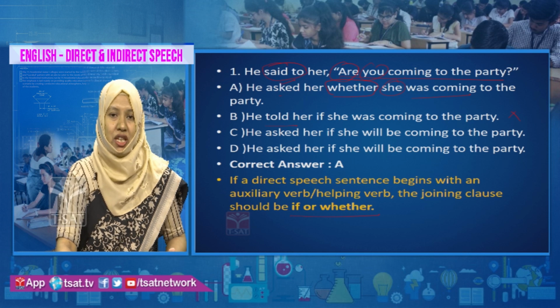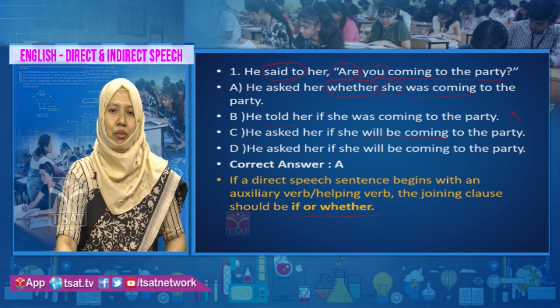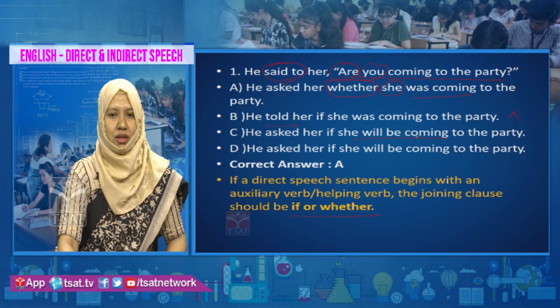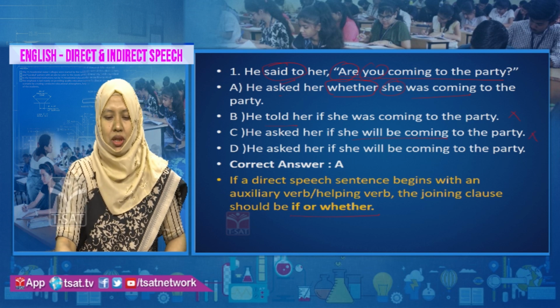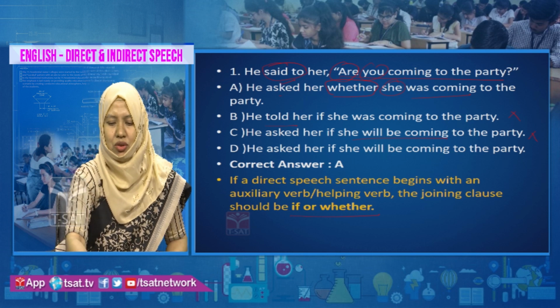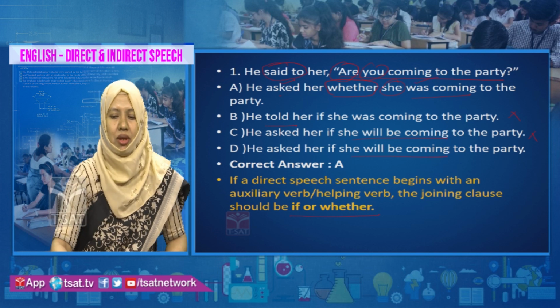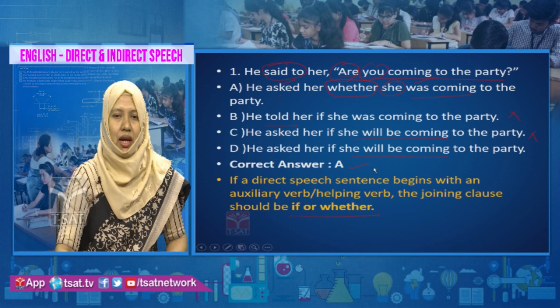He asked her if she will be coming to the party. In this option, "she will be coming" is used. Future continuous. So, this is wrong, this option is eliminated. In D option, he asked her if she will be coming to the party. Here also the verb form is wrong. The correct one is simple past continuous. He asked her whether she was coming to the party. So, option A is the correct option.